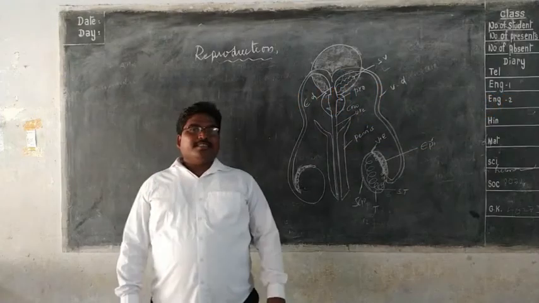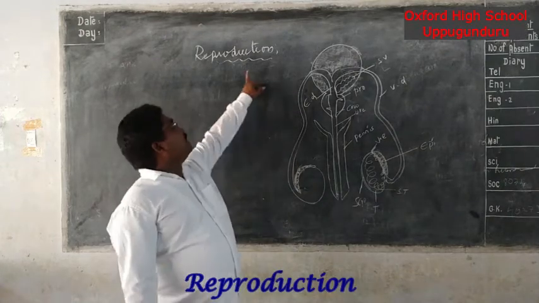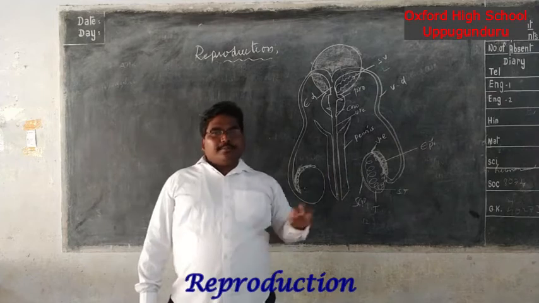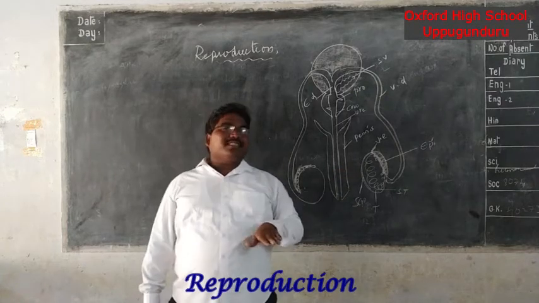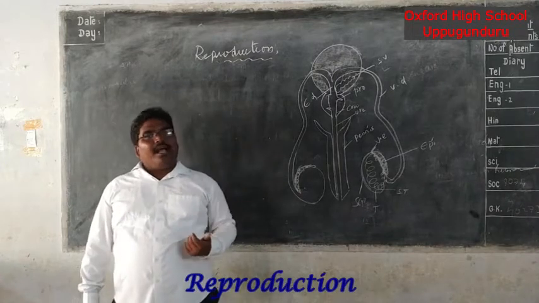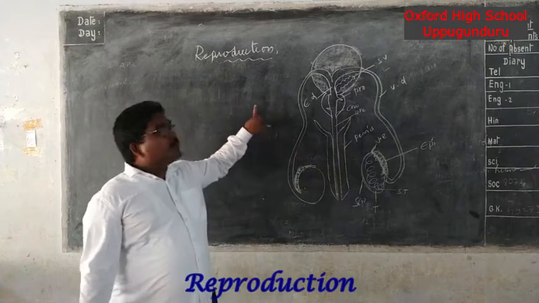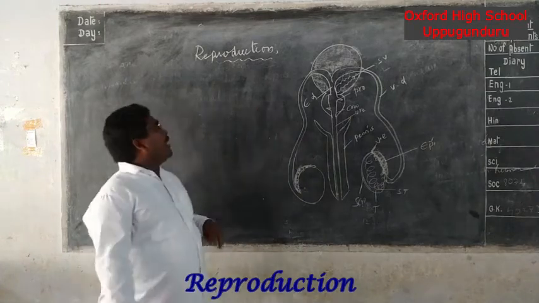Good morning students, come to our class, biological science. Dear students, we are discussing reproduction. Up to last class we discussed the sexual mode of reproduction and asexual mode of reproduction in different animals. Now we are going to discuss sexual reproduction in the placental mammal.